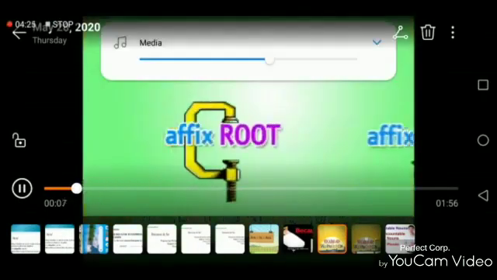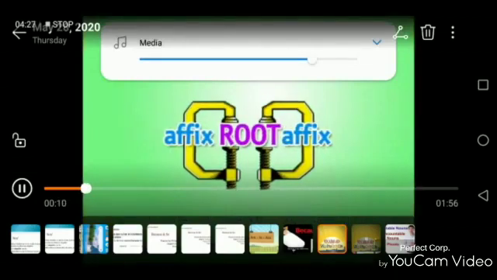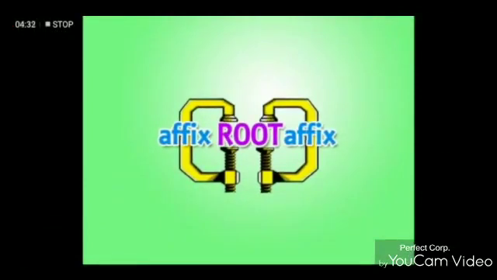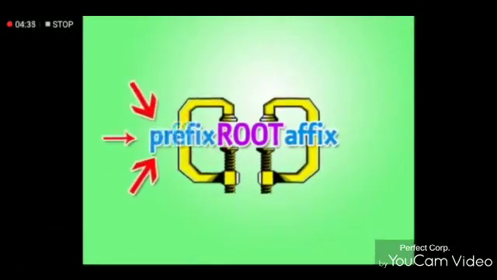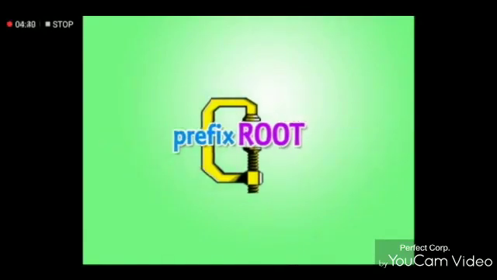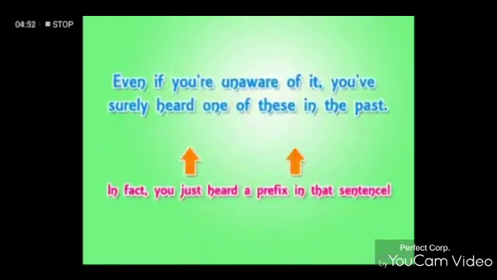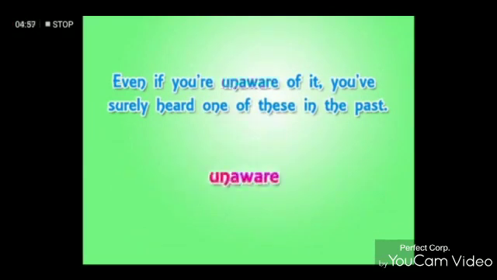An affix is a word part that is attached or affixed to a root word. Sometimes an affix comes before a root word or stem, and sometimes it comes after. When it comes before the root word, it is called a prefix. The root word is the main part of a word that gives that word its basic meaning. When you attach a prefix to a root word, you change its meaning. Even if you're unaware of it, you've surely heard one of these in the past. In fact, you just heard a prefix in that sentence. Unaware is a combination of the word aware and the prefix un.